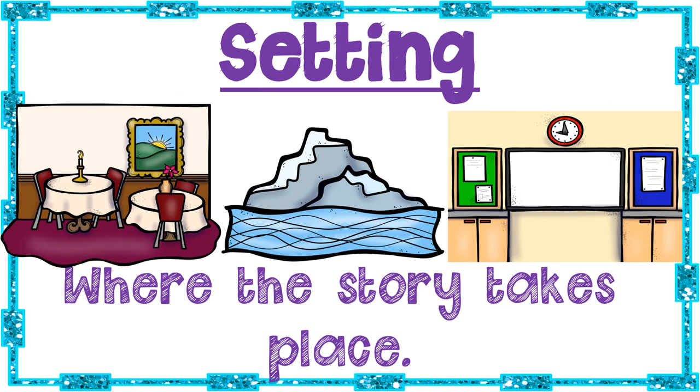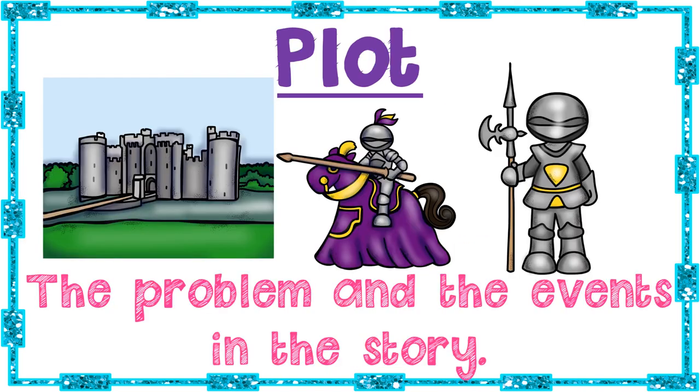The setting of a story. The setting of the story is where the story takes place. Now, this could deal with the location. It could also tell you the time of day. But your setting is where the story takes place, and that really helps with comprehension. Now, your plot is more of your beginning, middle, and end. It's the events in the story. Usually there's a problem and a solution. So with these big events that are the beginning, middle, and end, your problem is solved. That is the plot of the story.